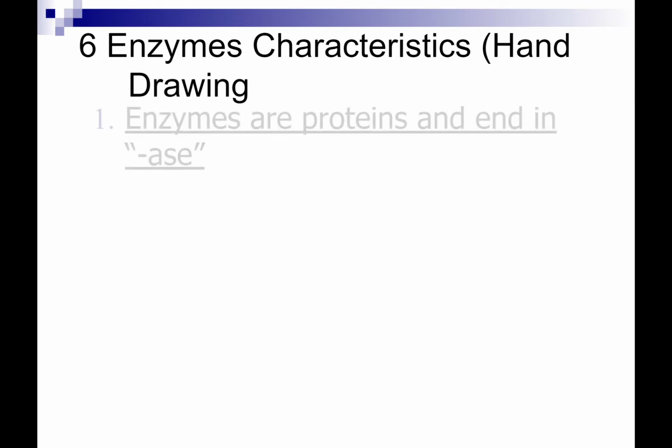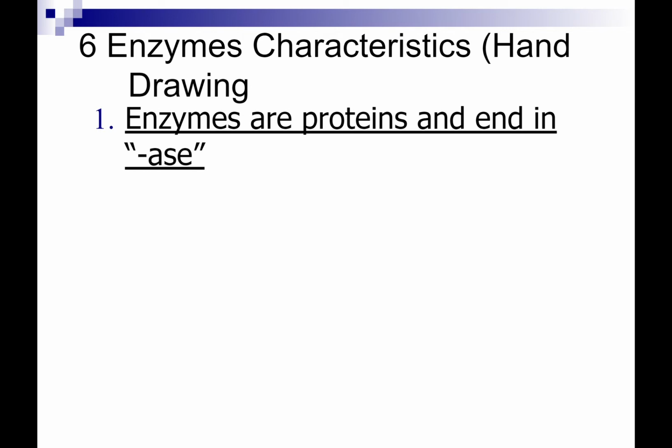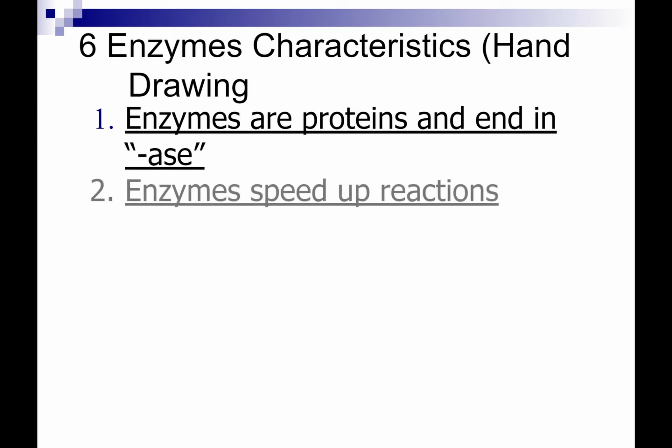The first thing you need to know about enzymes are 6 things, okay? You need to memorize them. You will not only see them on your formal quiz, but also on the final. 1. Enzymes are proteins, and they end in ase. You need to know enzymes are the organic molecule protein. That also means they're made of amino acids. 2. Enzymes will always speed up reactions. That makes our lives a lot easier.